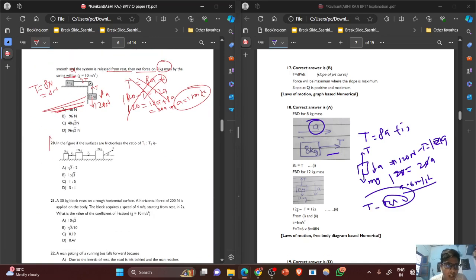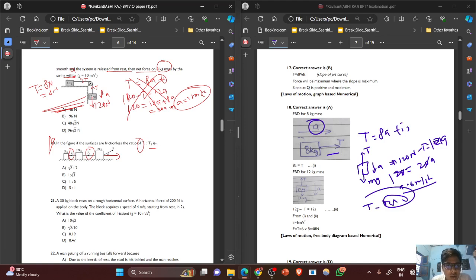Now moving to the 90th question. It is asking the ratio of T1 to T2. T1 is here, T2 is here. Just calculate first the acceleration, then you can easily calculate this value. It's again a simple question, like a ratio it is asking now.